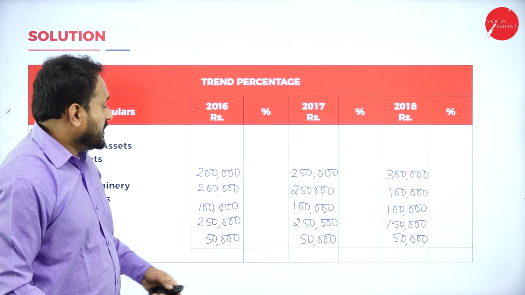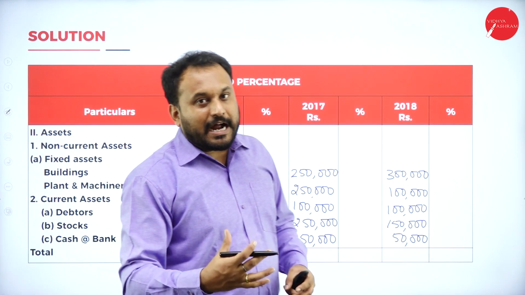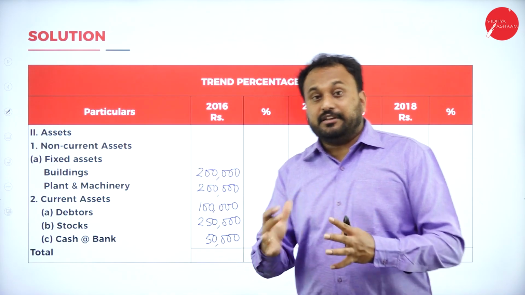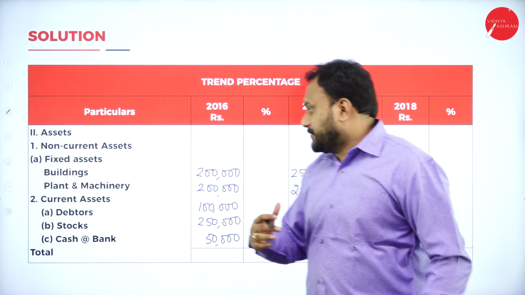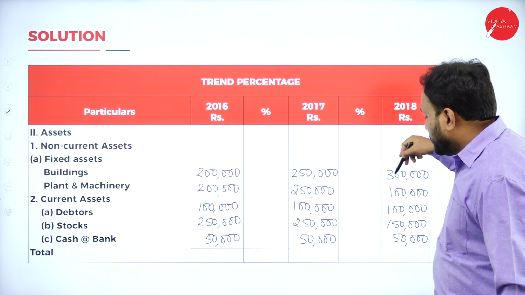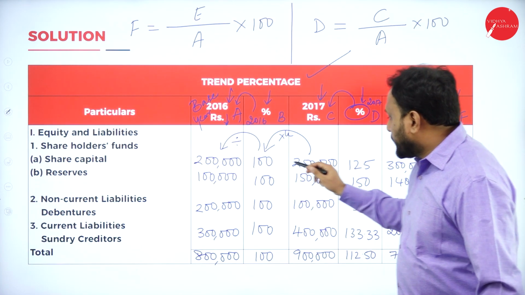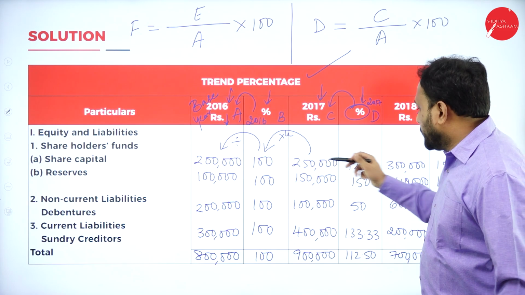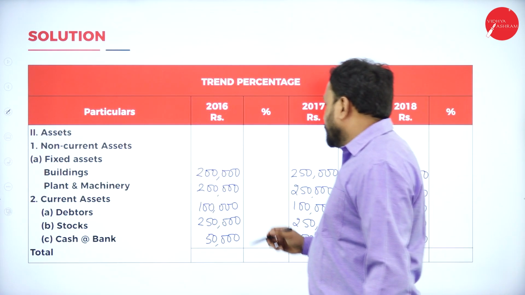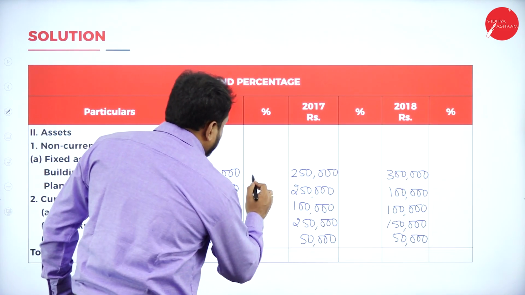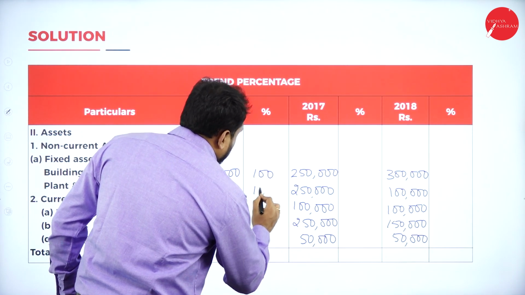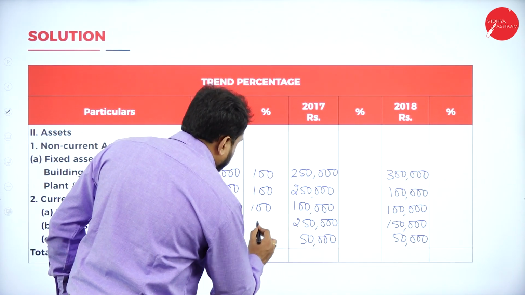We have taken everything. Now understand how to go with a smart way of calculating very fast about trend analysis. If you understand, we have 2 lakh, 2 lakh 50, 3 lakh. Let's go with 2 lakh, 2 lakh 50, 3 lakh. That means 100, 125, 150. So this is the base here. So everywhere you put 100. This is all base means 100.